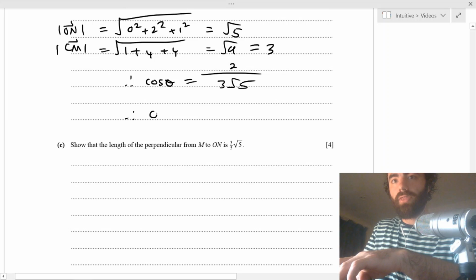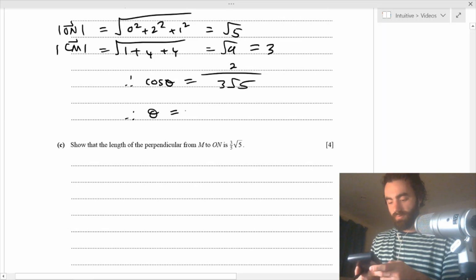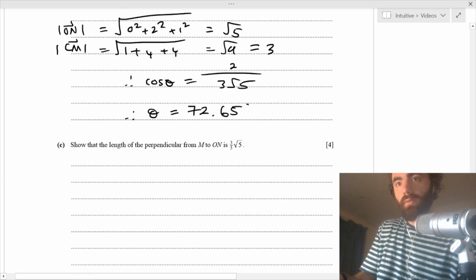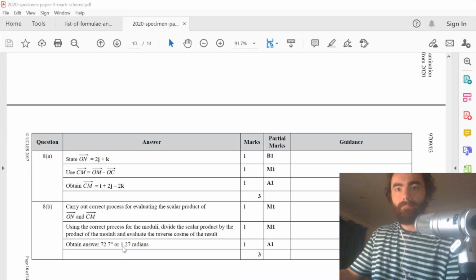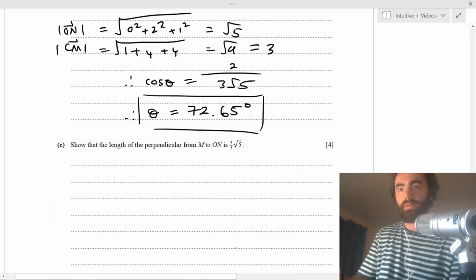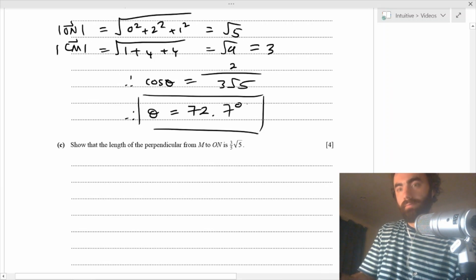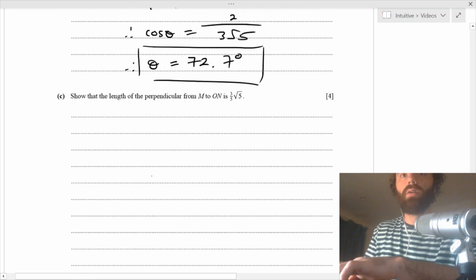And so therefore theta equals 2 divided by 3 root 5, inverse cos of the answer, 72.65 degrees. Okay, let's see if that's right. Okay, 72.7, so they rounded it. So I rounded it up. Okay, so we got that right. Cool beans.